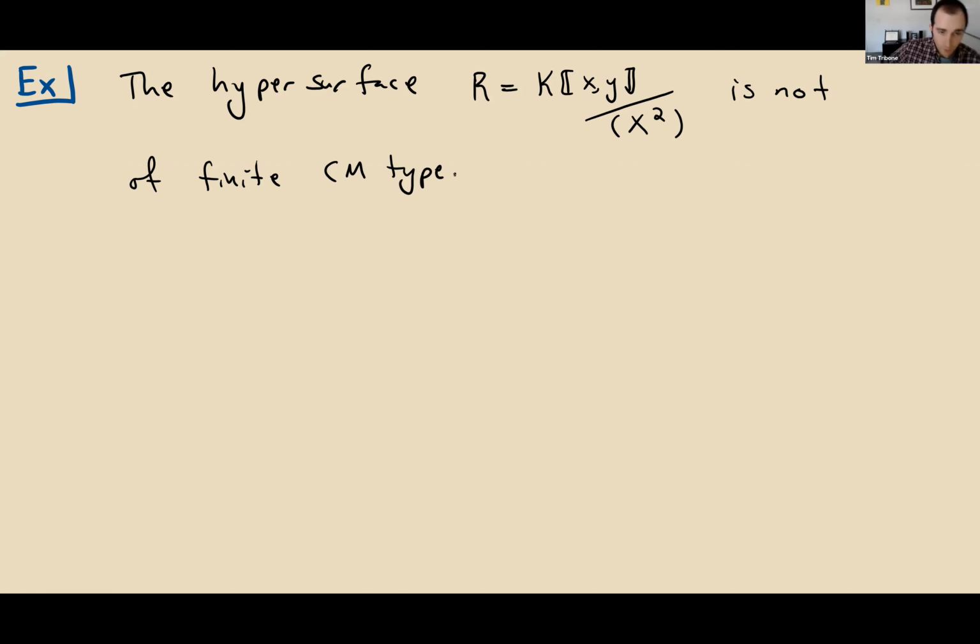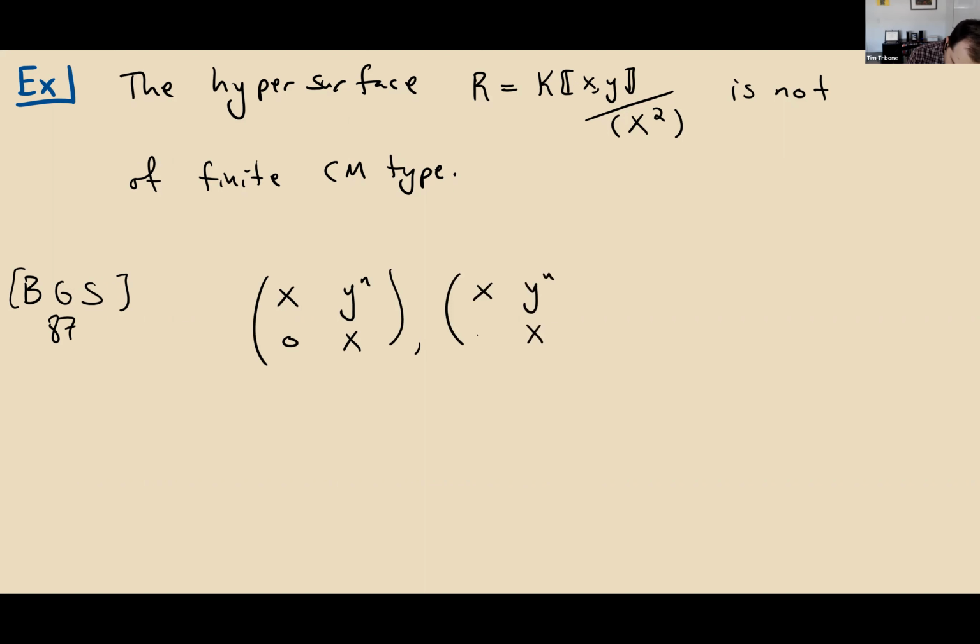Well, we can write down quite easily an infinite family of indecomposable matrix factorizations of x squared over the ring. This is a construction due to Buchweitz, Greuel, and Schreyer in 1987. Here's a list of infinitely many matrix factorizations of this polynomial. So we're going to do something like this. That's an n. Again, this won't work, but if I put in some minus signs, then it will.